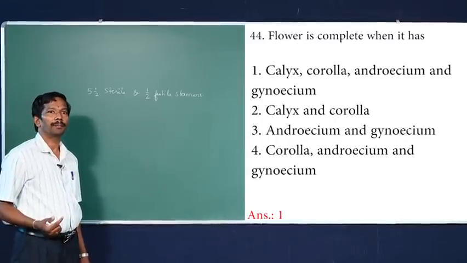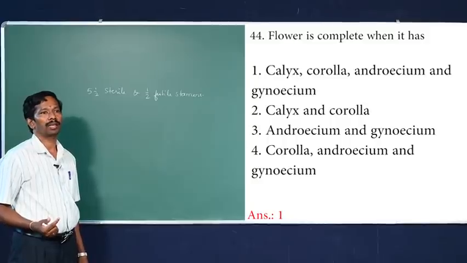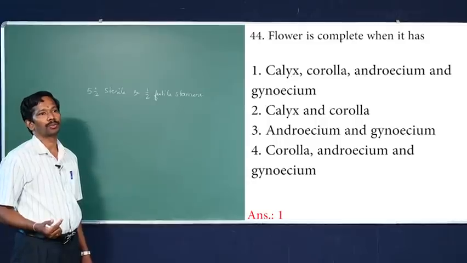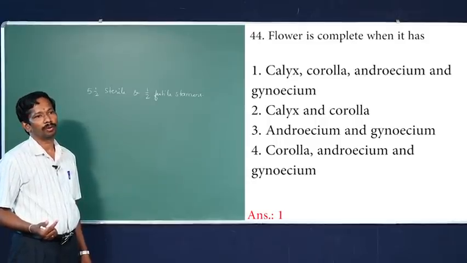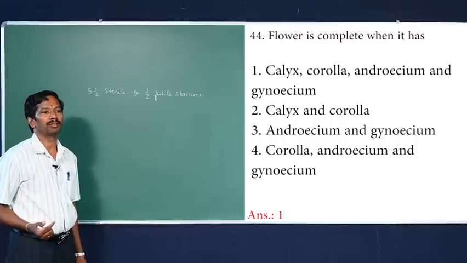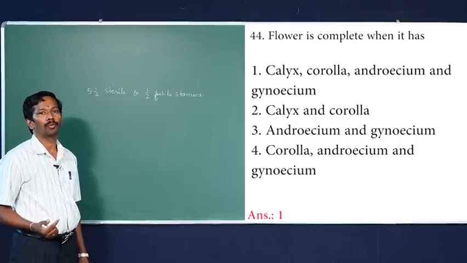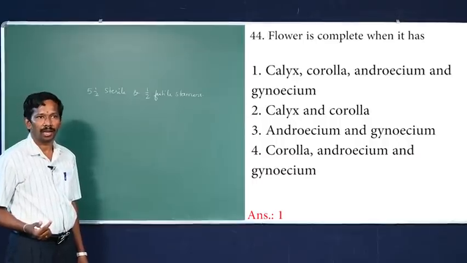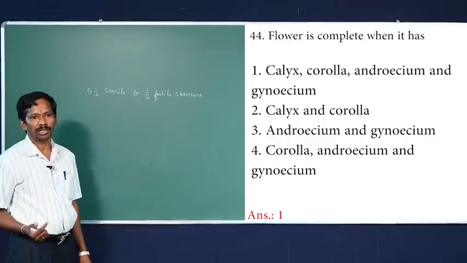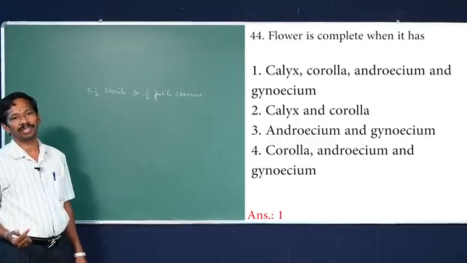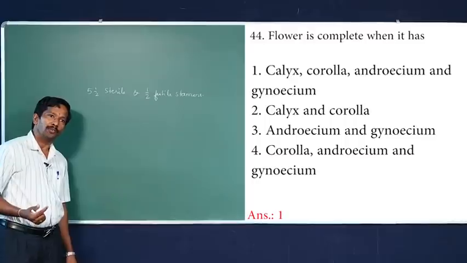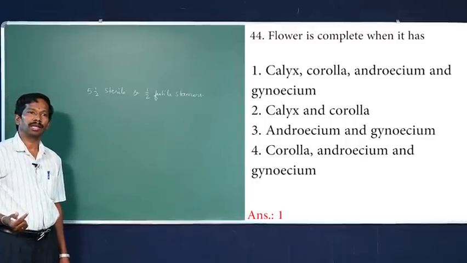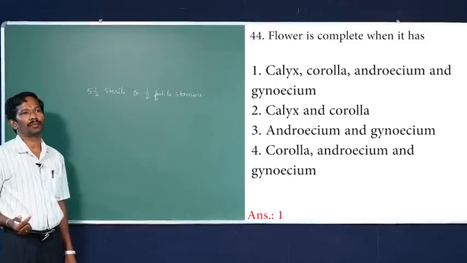44. Flower is complete when it has option number 1, calyx, corolla, androecium and gynoecium. Option number 2, calyx and corolla. Option number 3, androecium and gynoecium. And option number 4, corolla, androecium and gynoecium. Answer is 1 because when all floral parts, that is 4 floral parts are present, the flower is called complete flower. When anyone is not properly present, then it is called incomplete flower. And if male or female reproductive structure is absent, then it is represented as unisexual flower. Hence answer is 1 for 44.